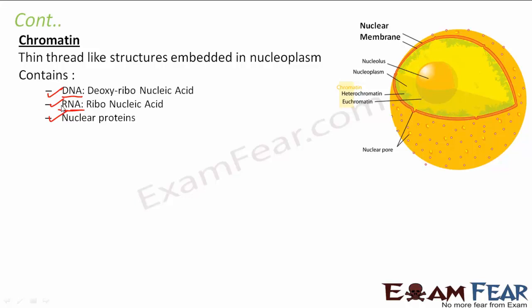When I talk of nuclear proteins and RNA, they actually help in the survival of the cell, because anything which is living needs something to survive. For example, we human beings need food and water to survive. Similarly, each cell also needs some nutrients in order to survive. Those nutrients are given in the form of nuclear proteins, and RNA also helps in that. Now this chromatin exists during the resting stage of a cell.